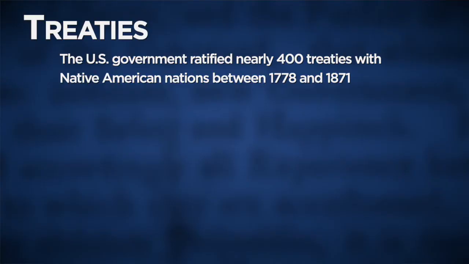Between 1778 and 1871, the new U.S. government ratified nearly 400 treaties with Native American nations. Treaties are nation-to-nation agreements, and nations can't make treaties with their own people. These treaties demonstrate that the U.S. government recognized the national sovereignty of Native nations.